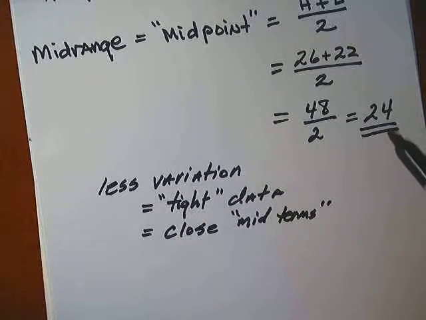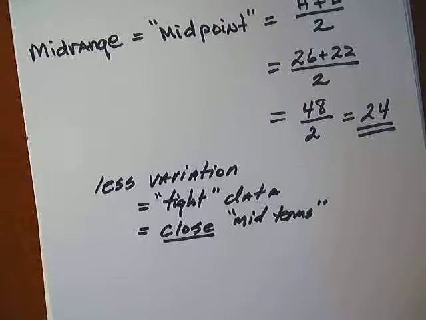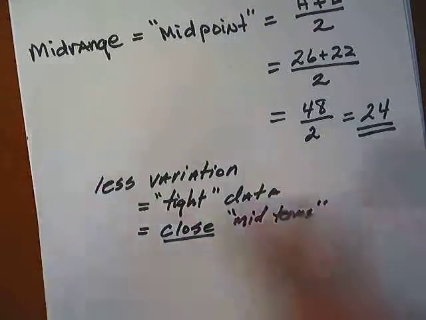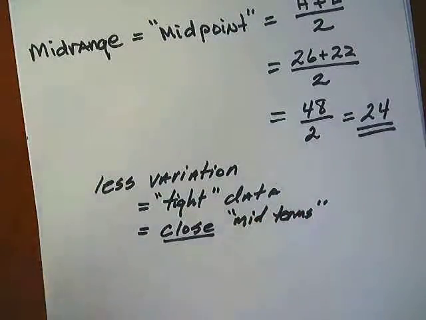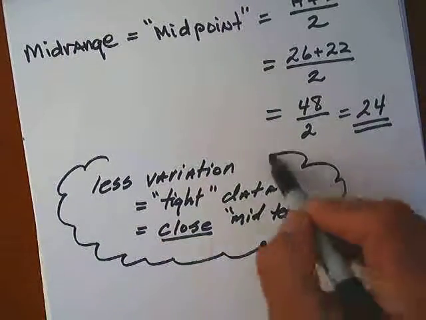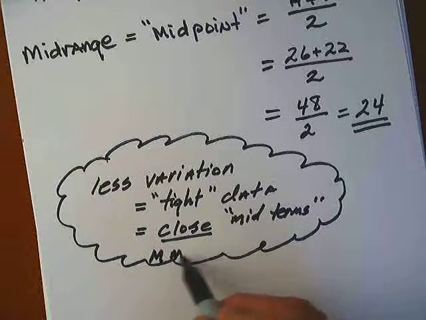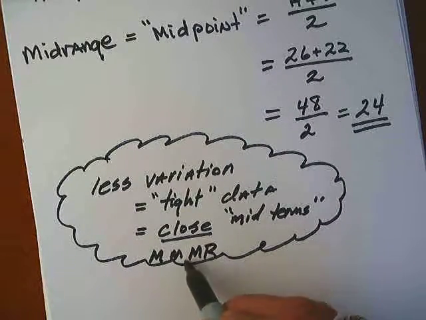Which also gives us close "midterms." And I use midterms loosely, I'll put it in quotation marks. In other words, your terms that are in the middle, the mean, the mid-range, the median, they're all close together, which also gives less variation. If the mean and the median and the mid-range are not close together, then you've got loose data, meaning that the data is all over the place, which means more variation. So this is what you want. You want this.